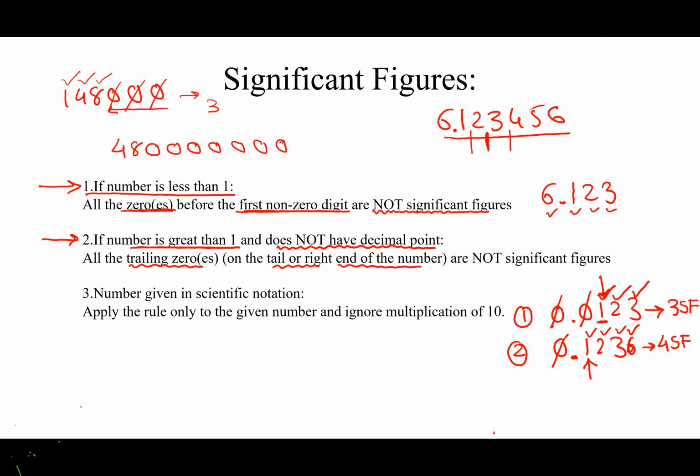All right. Let me ask you this. If we have a number like this, how many significant figures do you think there are? 2. Very simple. However, remember, it has to meet the requirement. What is the requirement? The number has to be greater than 1 and it does not have a decimal point. If it does not have a decimal point, then all the trailing 0 which are at the end of the number are not significant. It means there are 2.